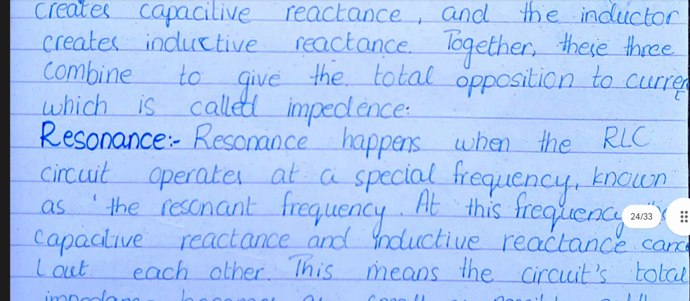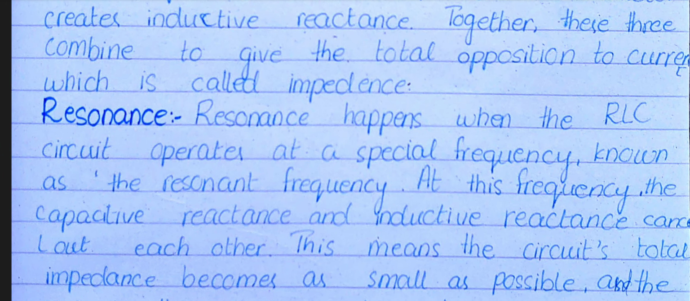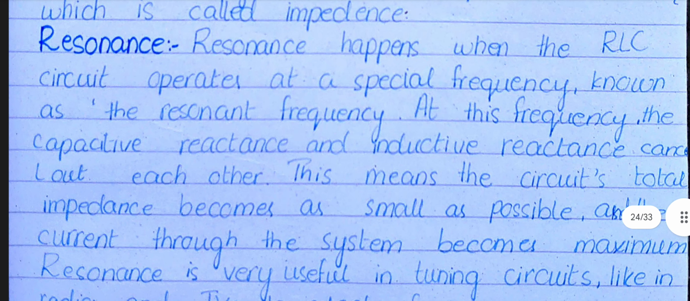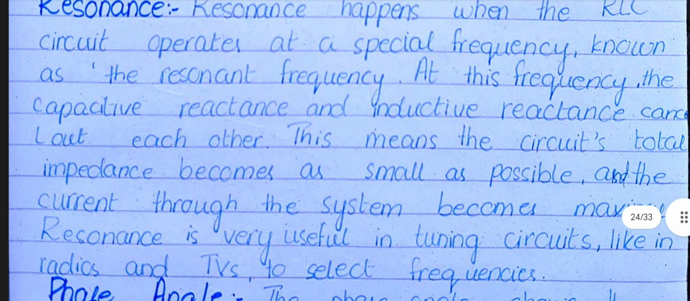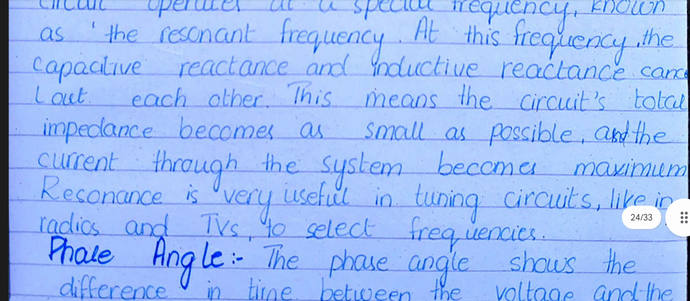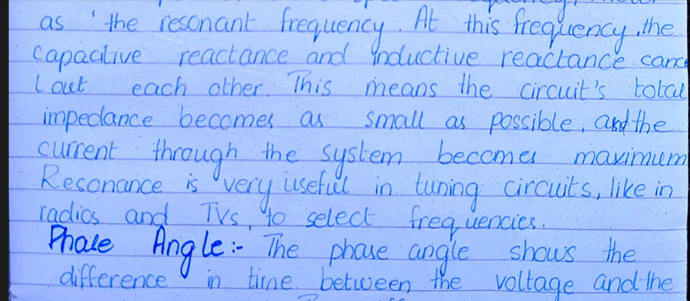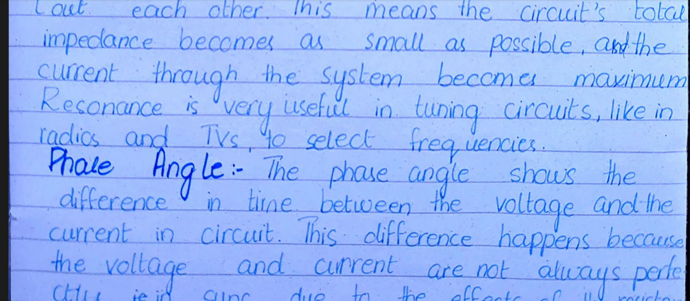Resonance. Resonance happens when the RLC circuit operates at a special frequency known as the resonant frequency. At this frequency, the capacitive reactance and inductive reactance cancel out each other. This means the circuit's total impedance becomes as small as possible, and the current through the system becomes maximum. Resonance is very useful in tuning circuits, like in radios and TVs, to select frequencies.